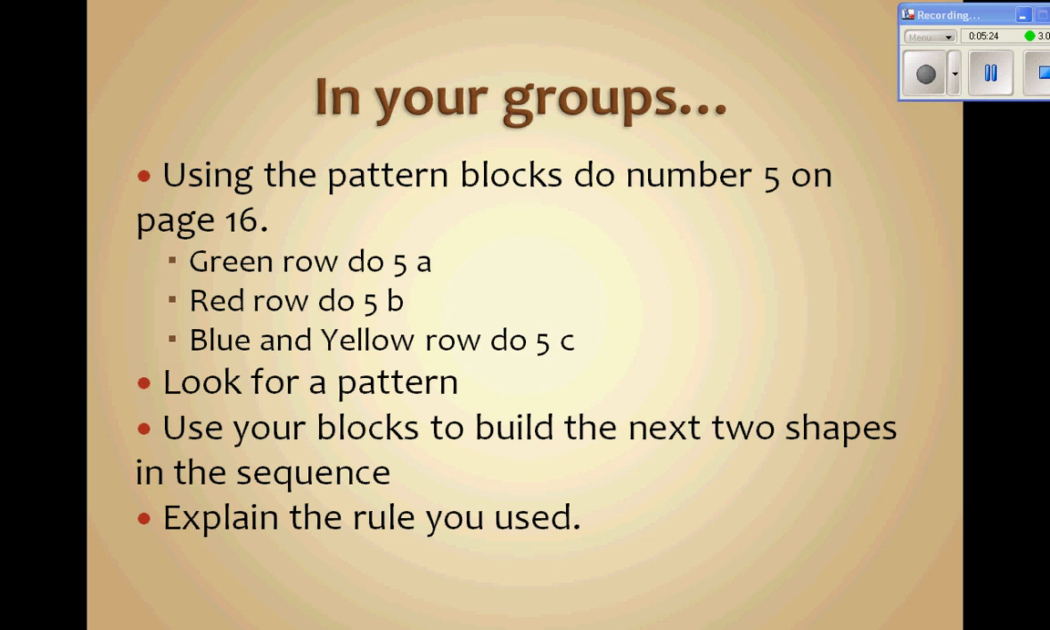For instance, green and red row, you will be using the small blocks that are shaped like squares to build the terms in your sequence. Blue and yellow rows, you will be using the parallelograms and the equilateral triangles to build the next terms in your sequence. See if you can find the rules that apply to these sequences.